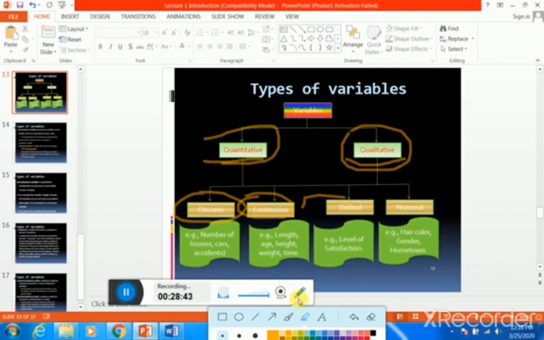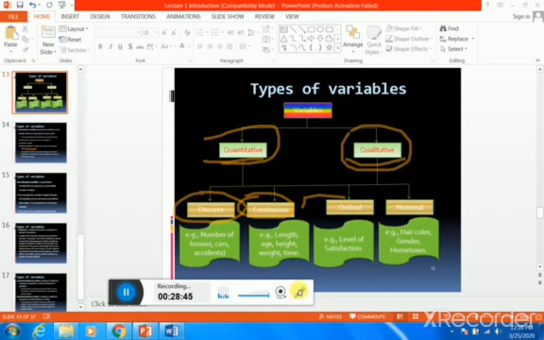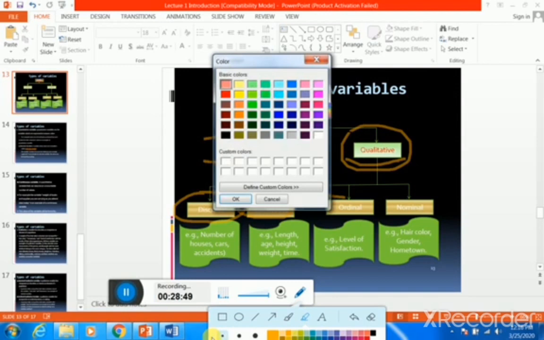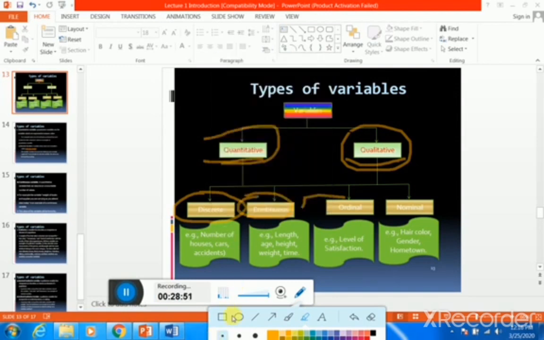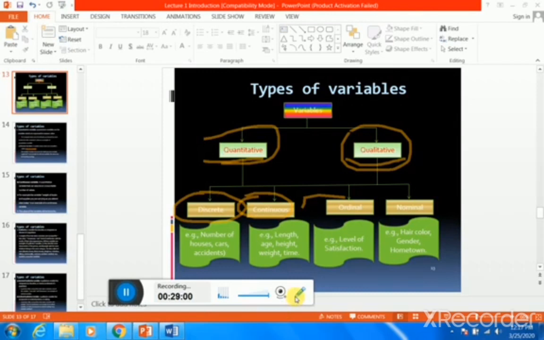Here it is. The pen is not working, I don't know why it's not working. Let me check.